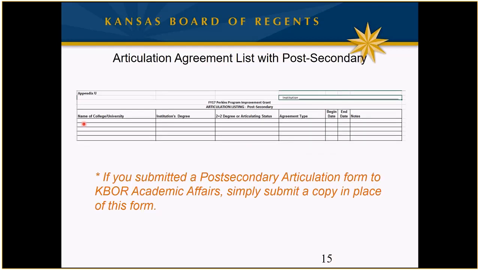Appendix U, however: if you submit something for the post-secondary articulation to KBOR Academic Affairs, you don't need to resubmit, or you don't need to change the document to fit this format. It's already basically in this format. You just need to simply submit that same copy in place of Appendix U. If you want to put Appendix U at the top, that's even better for us. That way we know what's happening. But if you do that for Academic Affairs, just send us a copy of it.